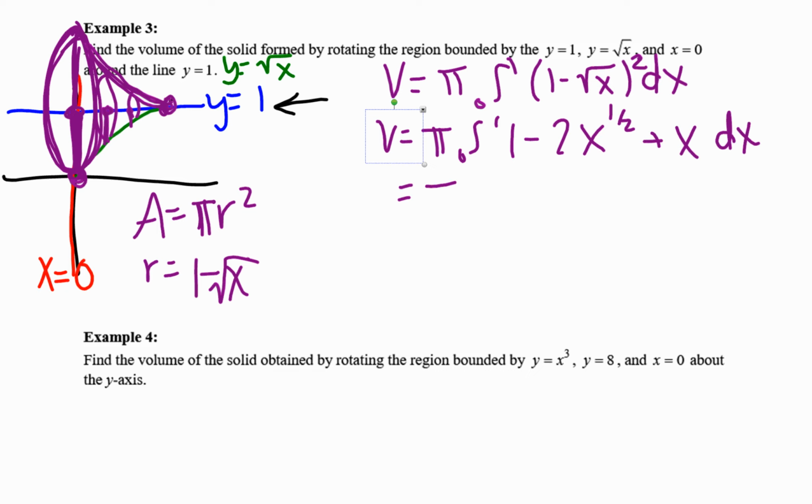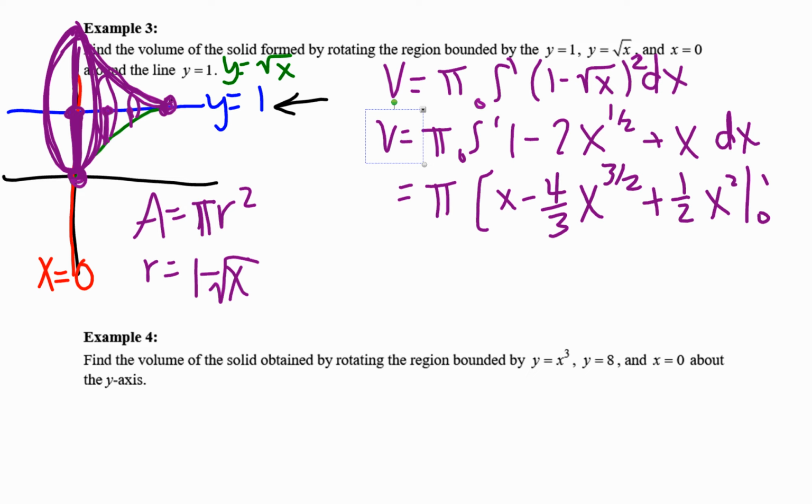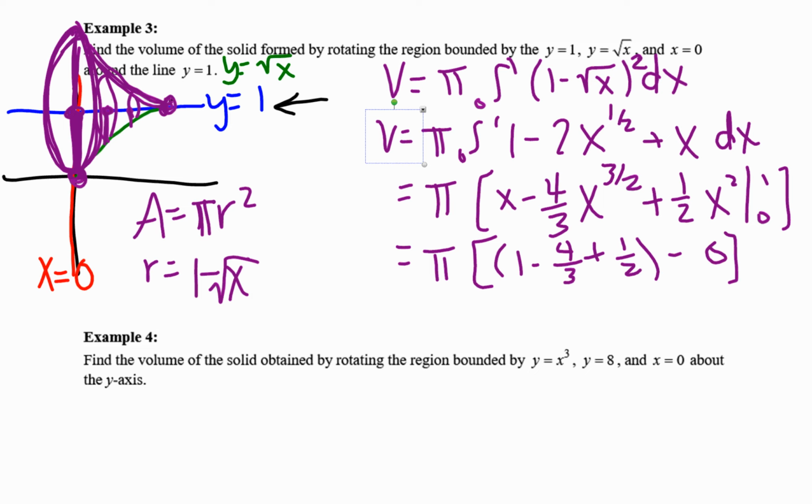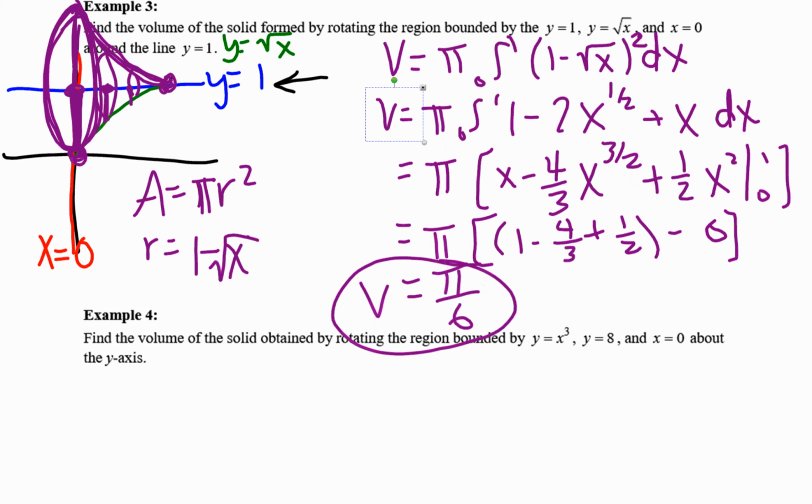Okay, take the antiderivative. Add 1 to the power, that would be 3/2, divide by the new power. So 4/3 x to the 3/2. And then 1/2 x squared, we're evaluating that from 0 to 1. So we get pi times 1 minus 4/3 plus 1/2 minus 0. All right, so 3/2 minus 4/3. That should be, I believe, pi over 6 for the end. Not so bad. Okay, so then how can I change this up?